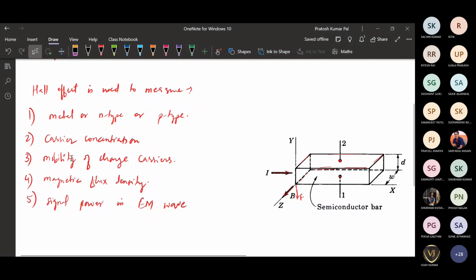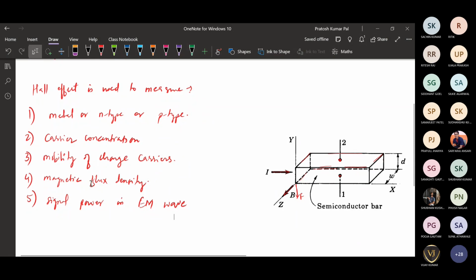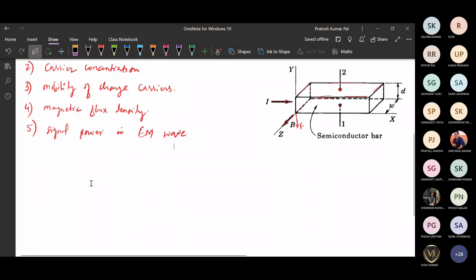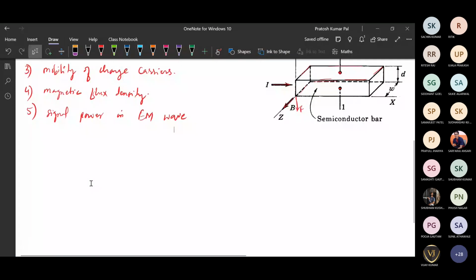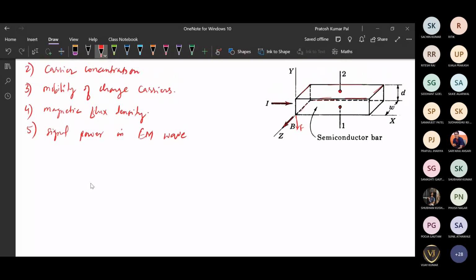Okay, so we will just see how we can measure whether it is an N-type semiconductor or a P-type semiconductor. Okay, so in all these cases we have seen B is in Z direction, current is in X direction, and in negative Y direction we are having the induced force or force exerted on the charge carriers basically.